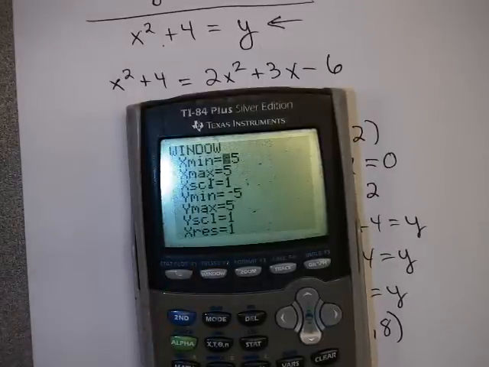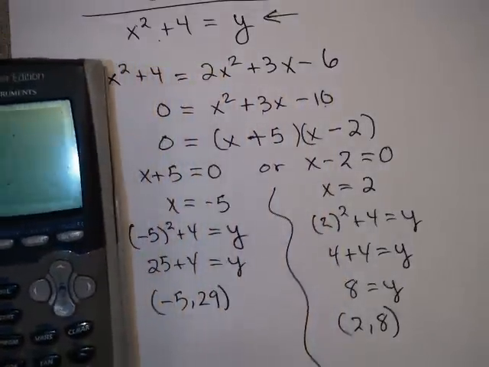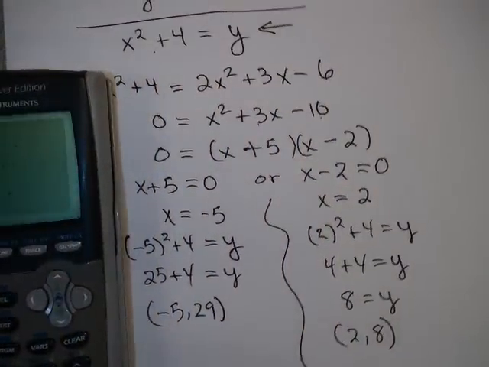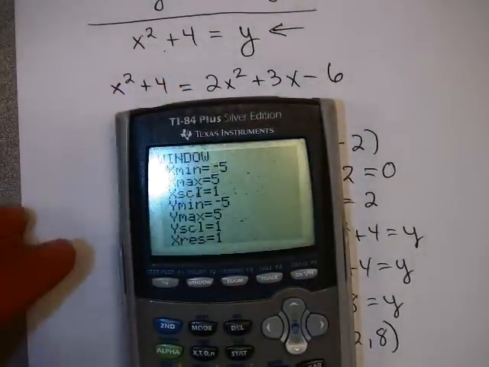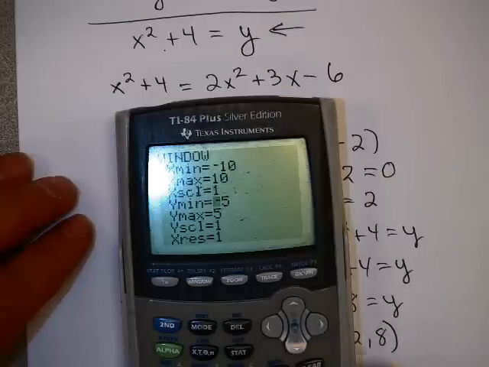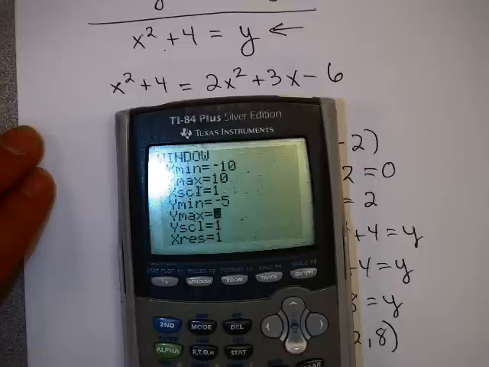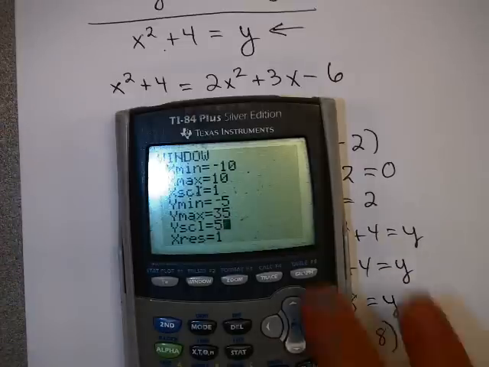My window isn't going to be appropriate here. You might notice that my solutions were negative 5 and 2. So for x, I probably want to go a little bit smaller than negative 5. I might go negative 10 to 10, still count by 1. For y, negative 5 seems reasonable, but I went all the way up to 29. So let's go to 35, and let's count by 5s this time.